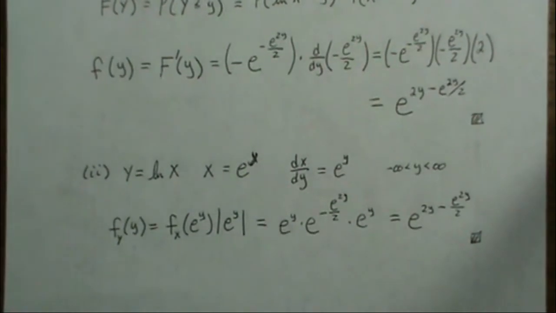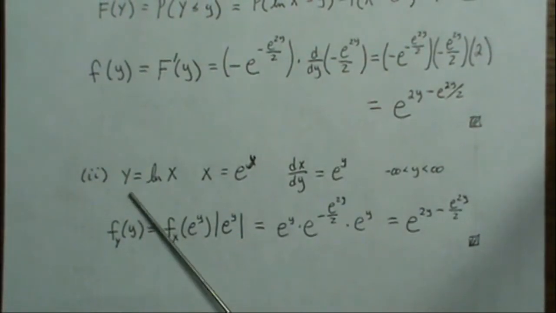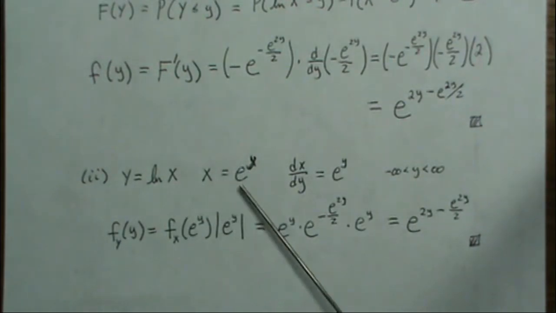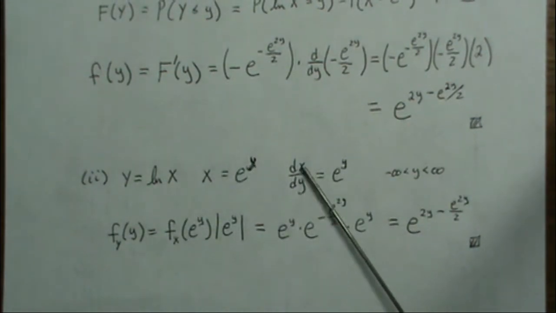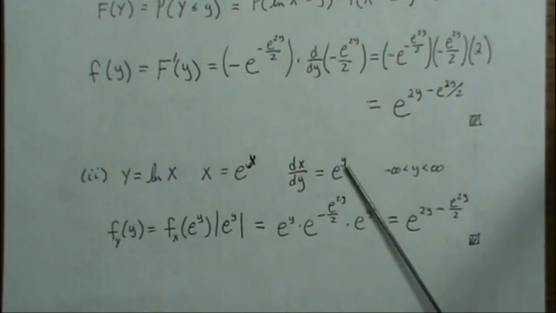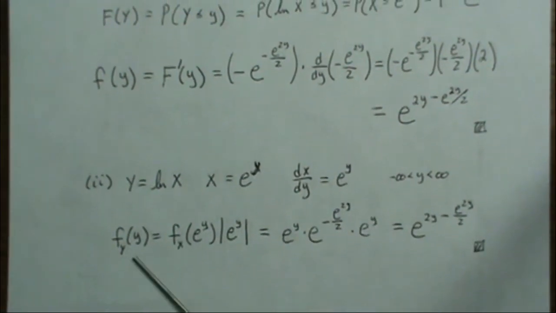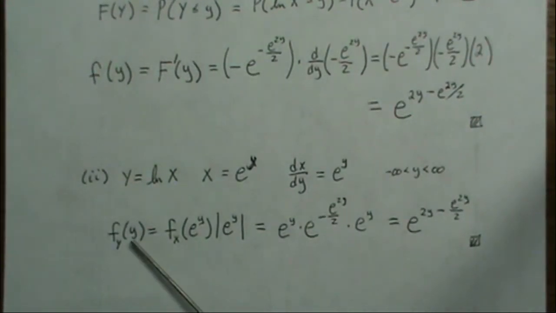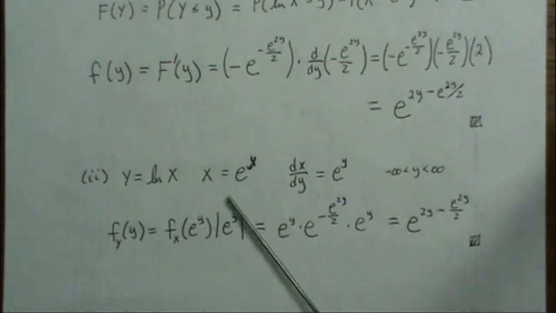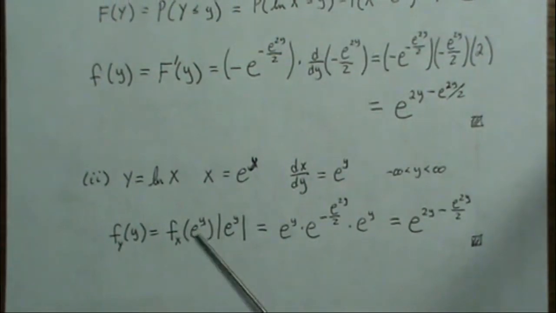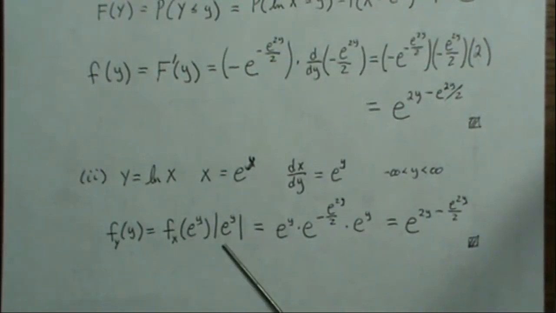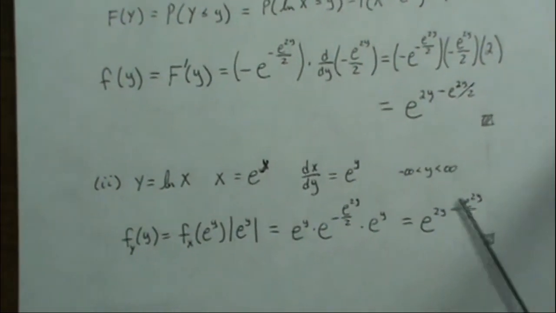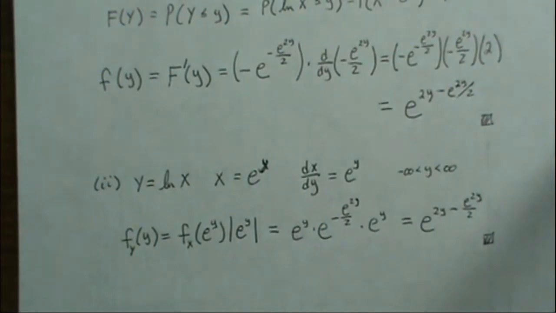Okay. And then a second way to solve this is if y equals log of x, we can back solve it for x, so it's e to the y. Take the derivative of x with respect to y, so it's e to the y. Now, the transformation formula is f of y is equal to f of x, where you plug in this x for x, and then times the absolute value of the Jacobian, which is this, and plug them in, and we get this density, which is the same.